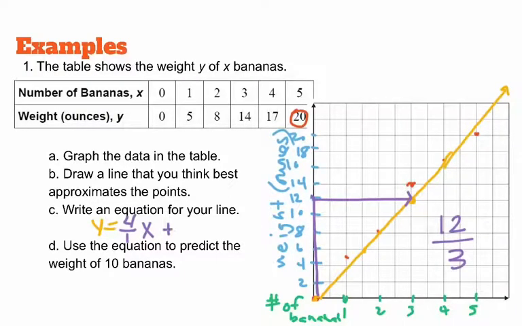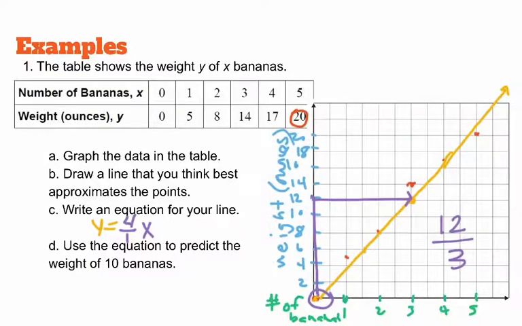Plus the y-intercept, where are we crossing? We're crossing at 0, which makes sense, right? Because if you don't have any bananas, that don't weigh anything. So y equals 4 over 1x plus 0. Do we need to have that plus 0? Nope. It's implied. We can leave our equation as simple as y equals 4 over 1x or just y equals 4x. Either way.